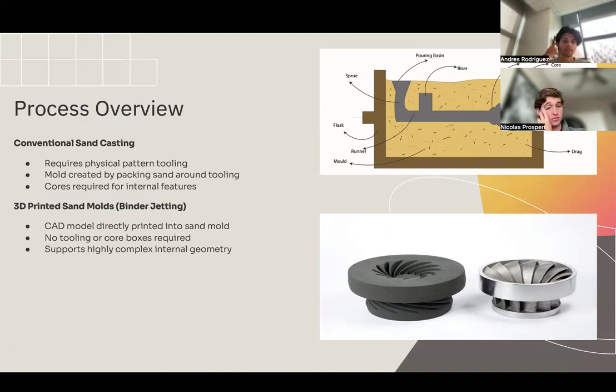Now, 3D printed sand molds, shown on the bottom right, eliminate the need for physical patterns. Instead, a CAD model is printed directly into a sand mold using binder jetting. This allows complex internal shapes and fast design iterations since no physical tooling must be fabricated or modified.